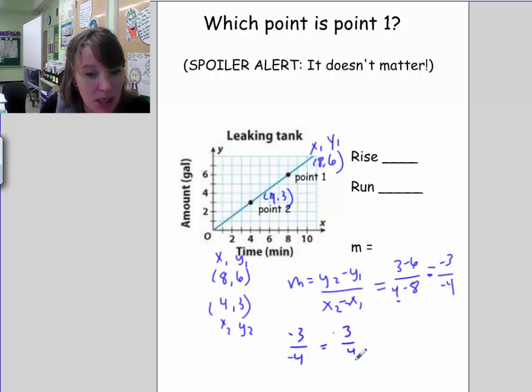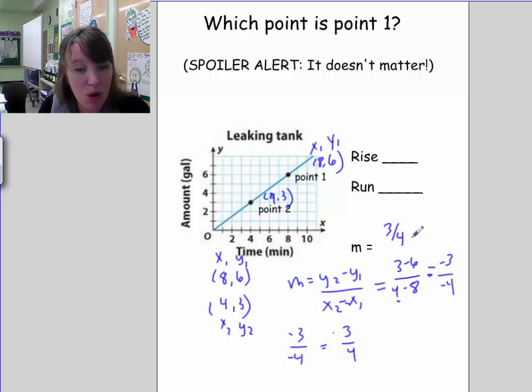3 over 4, because another way of thinking about it is you could factor out a negative 1 for both the numerator and denominator and then cancel it. Or think about it as a negative divided by a negative gets you a positive. So the slope gets you, again, 3 over 4.